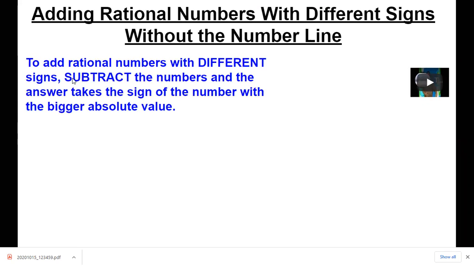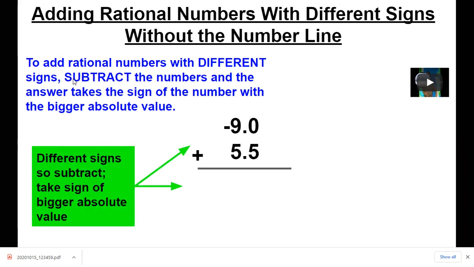To add rational numbers with different signs, remember we're subtracting them. So we have negative 9 and adding a positive 5.5. So what we're really doing is subtracting them. So different signs, we subtract them. We'll take the sign of the bigger absolute value. Which one's bigger, negative 9 or 5.5, the absolute value? Right, 9 is bigger, so our answer is going to have a negative sign. So we are going to line up our dot and give it all we got.